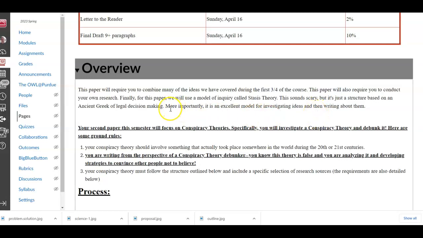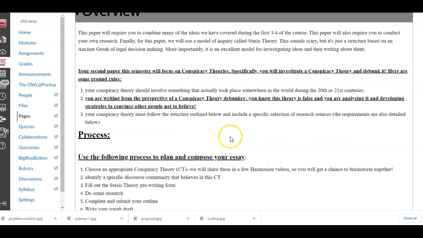So this paper will require you to combine many of the ideas we have covered during the first 3 quarters of the course. This paper will also require you to conduct your own research. Finally, for this paper, we'll use a model of inquiry called stasis theory. So there's a lot of moving parts here. Sounds scary. Stasis theory is just a structure that we will cover in class or online, depending on which section you're in. So you'll get an introduction to that, and I'll walk you through that structure down here.